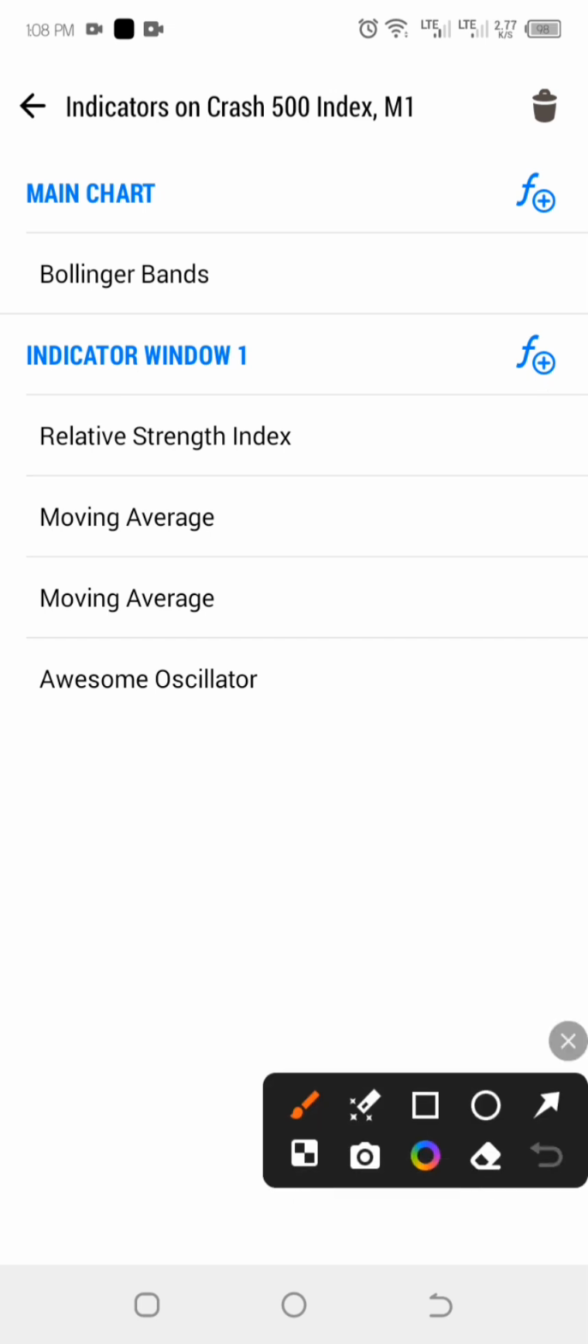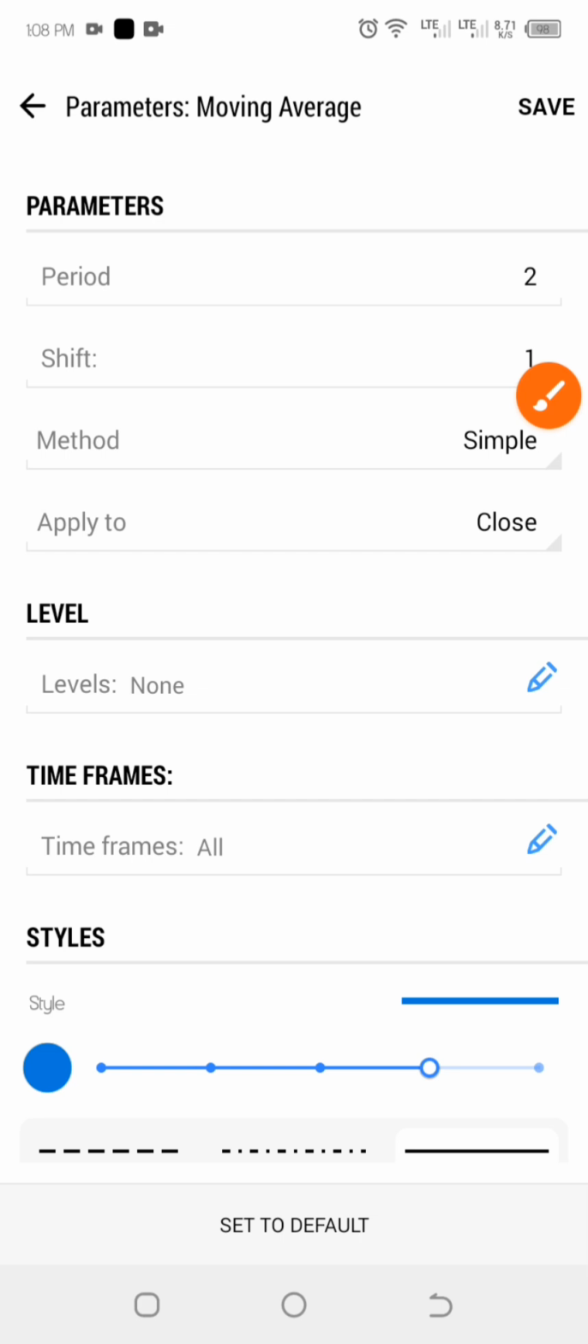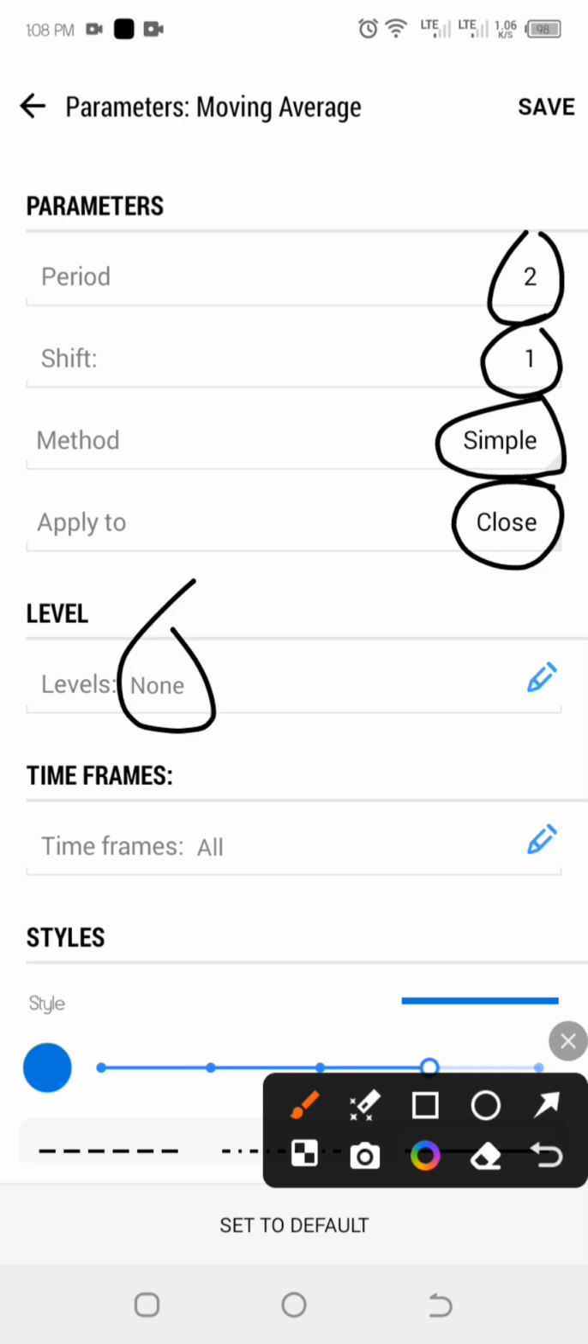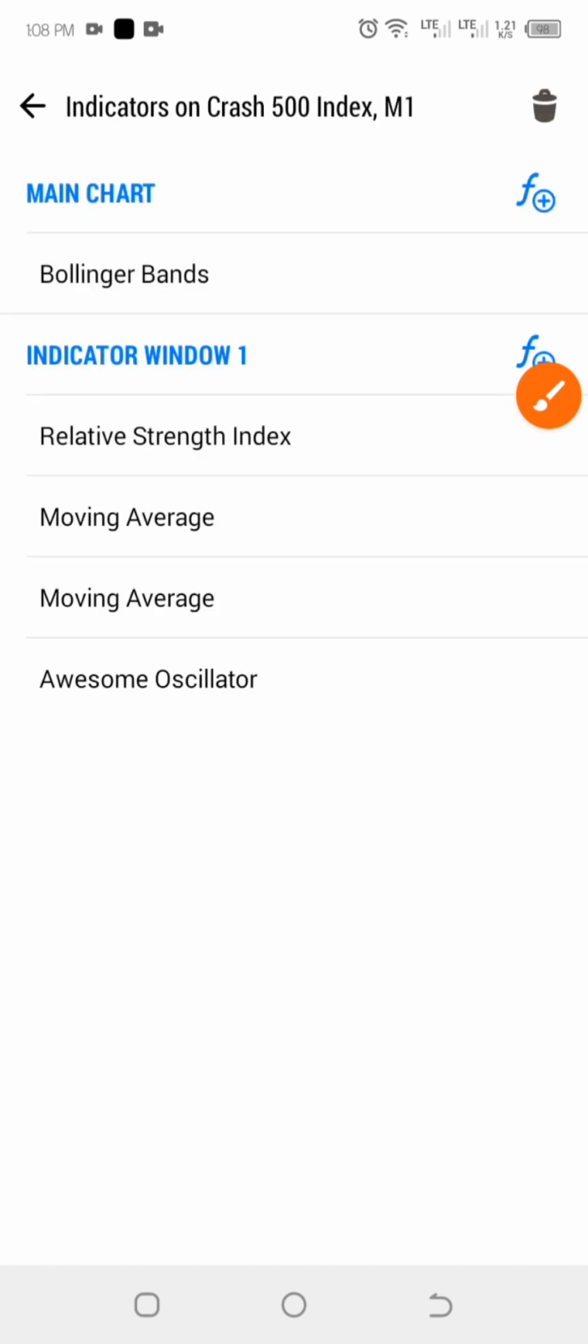Proceeding to the next indicator, which is going to be the moving average as well. Now how do we add this? We click on this F plus right here, we scroll down, search for our moving average and click on it. Now for the properties, the period is 2, the shift is 1, the method is simple, apply to close. Now the levels is none, and for the style, use any color of your choice. So once you do that, click on save, and you're going to have your moving average in your chart.